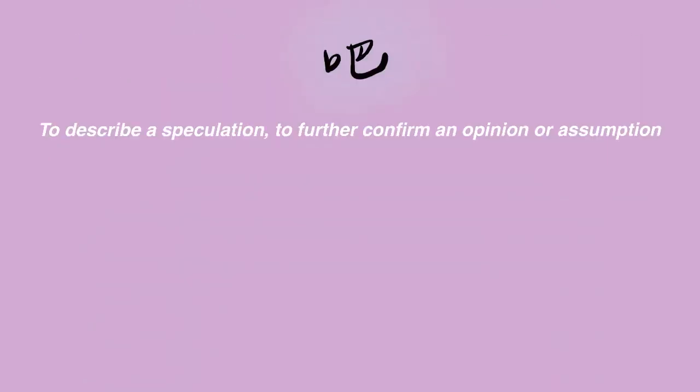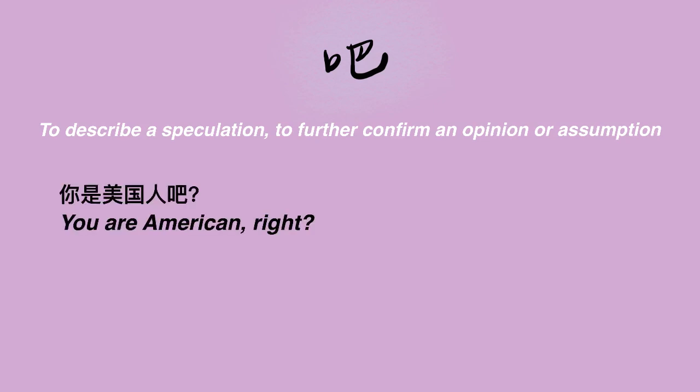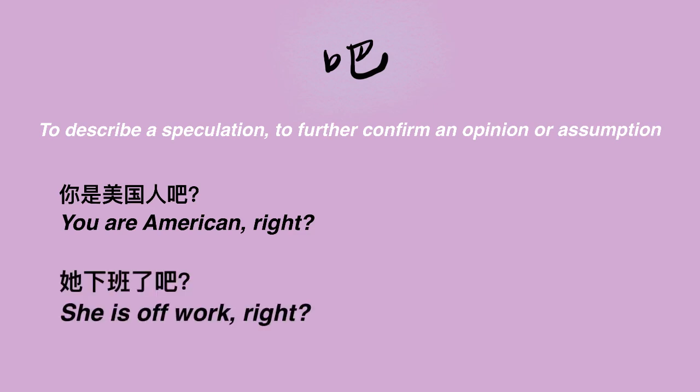With ba, it is more often used to describe a speculation, meaning that you already have a pre-assumption or an opinion about something and you're asking the question just to further confirm your opinion or your thoughts. For example, 你是美国人吧? I already think that you're American and I ask questions just to further confirm myself. It's similar like, you are American, right? 她下班了吧? She is off work, right? So it's a little bit similar to right in English.